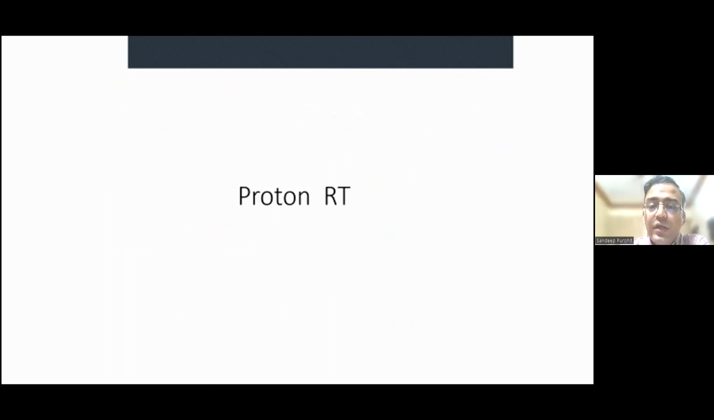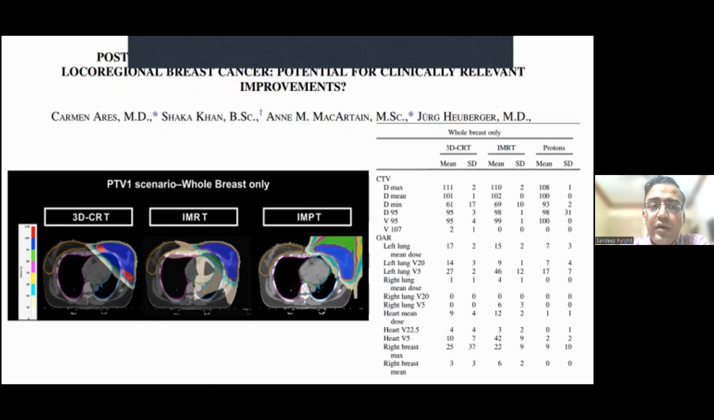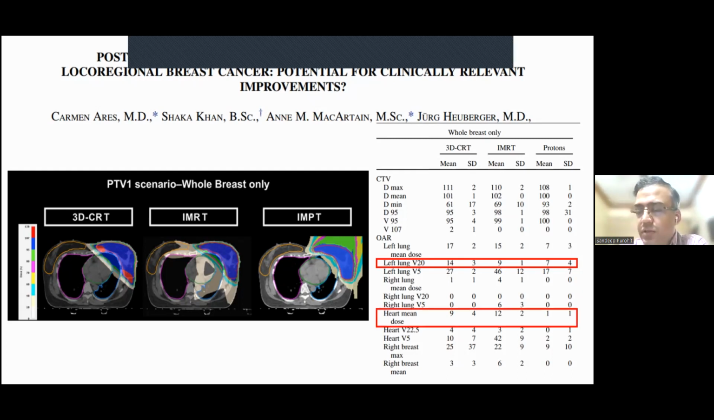Then after this, there came proton therapy. So this was a trial done by Ellis et al., in which they had three scenarios. In the first scenario, they compared 3D CRT with IMRT with intensity modulated proton therapy in whole breast only. And they showed that the V20 of lung significantly reduced when comparing 3D CRT to IMRT to proton. So it was least in the proton. And the heart mean dose was again least in the proton arm.